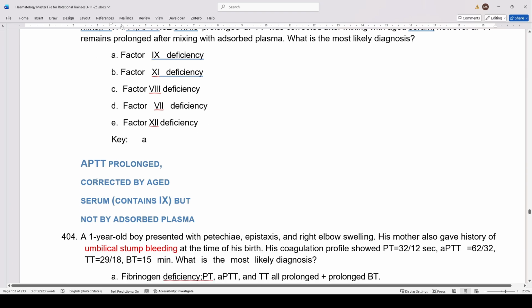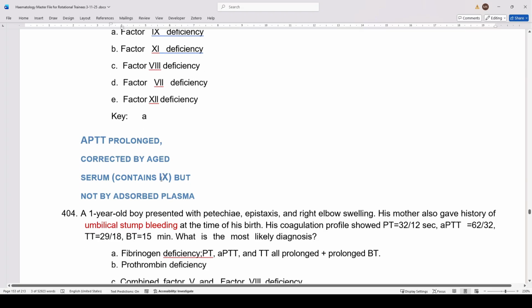I had explained this aged adsorbed and adsorbed plasma and aged serum and aged plasma, because you have to memorize it the way I told you. If you memorize it, I think most of your MCQs which are based on this, which look horrible at first sight, you can easily solve if you have learned these concepts.